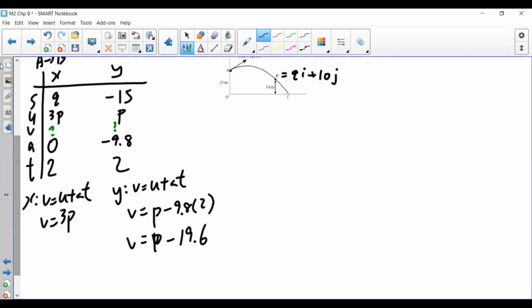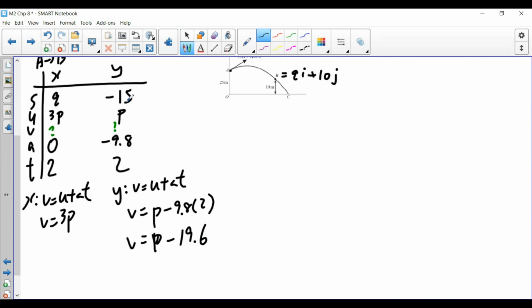Well, can you see that in the Y column? I can find P because I've got more information I need. If I want to find P, all I need is to use S, A, and T to help me. So I'm going to do more steps. I need to find P.